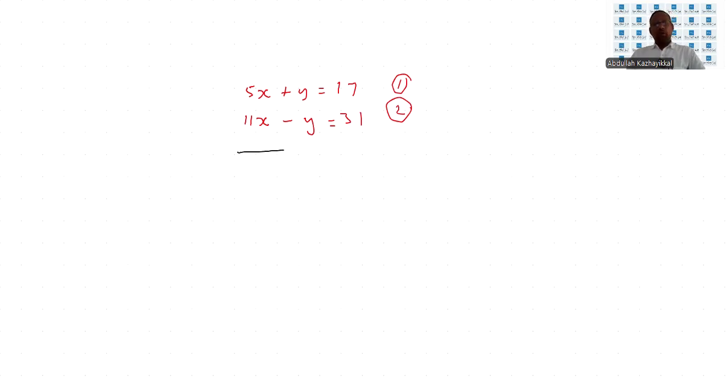This is a method. What to do? Equation, you can write like this, all of you, please. Equation 1 plus 2. We are adding equation 1 and 2. What are you getting? 5 plus 11. What is 5 plus 11? 16x. Now you can see here, what is y plus minus y? 0. Now 17 plus 31, that is 48. Now we eliminated. Where is the y now?